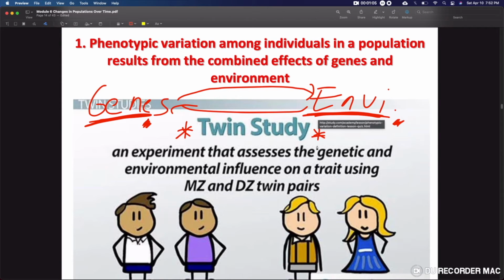So twin studies, 9/11, no? Okay, that's a joke.